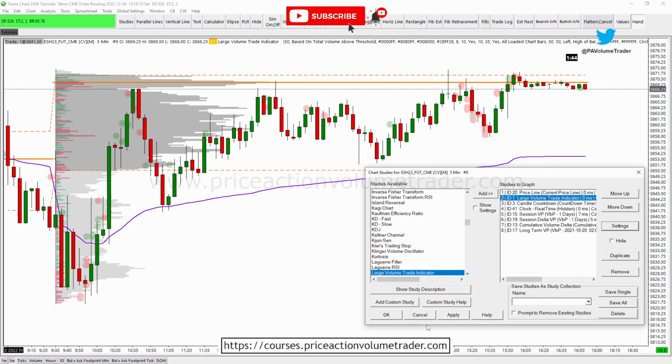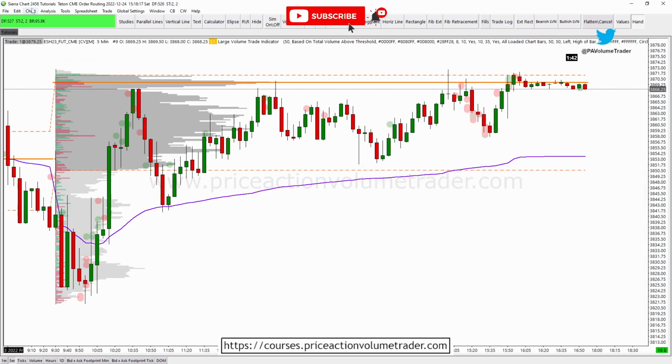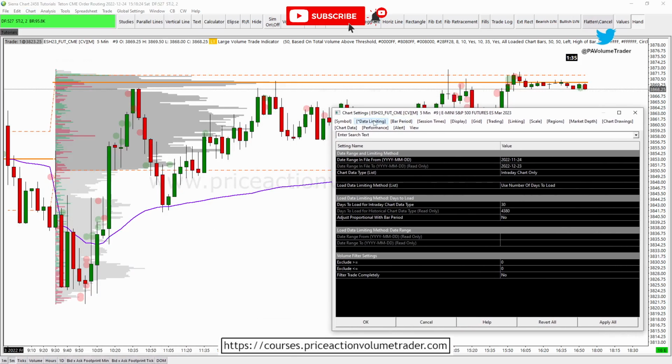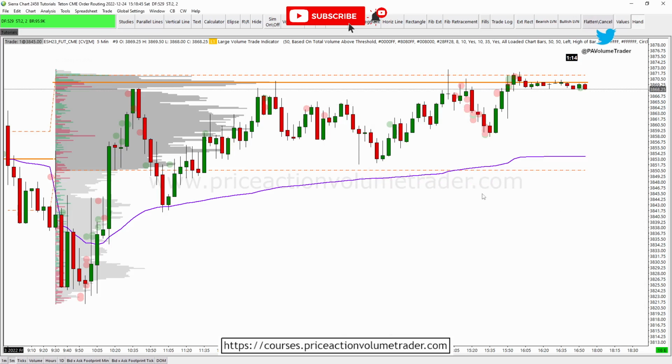How do I tell how much data I have loaded? If I go into chart settings, right here where it says data limiting, right over here you can see days to load for intraday chart type. It says 30. Okay, the larger this number is, the more data and hard drive space it's going to take on your computer, and the longer it takes to load.